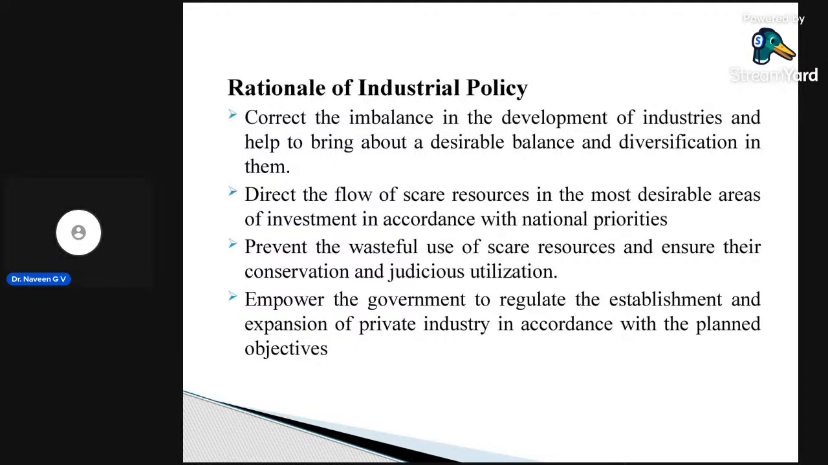Empower the government to regulate the establishment and expansion of private industries in accordance with the plan. Sorry for this, planned objectives. With the planning objectives, the government can regulate and give an opportunity for the expansion of private industries.